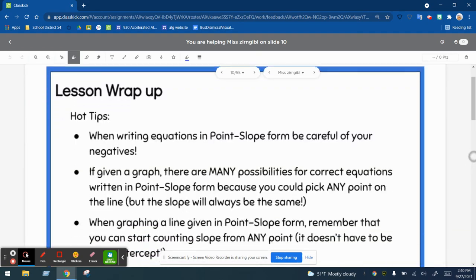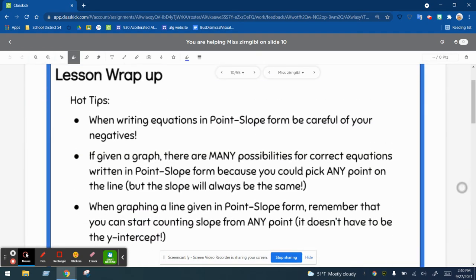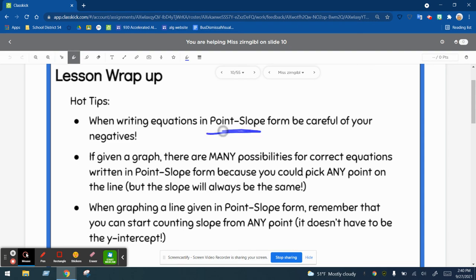That is it for today. So that is writing in point slope form, right? Make sure that we're being careful of our negatives. Minus a negative, we change to addition. If you're given a graph, there's a lot of different possibilities to write from point slope form because you could pick any point on the line. The slope should always be the same though.